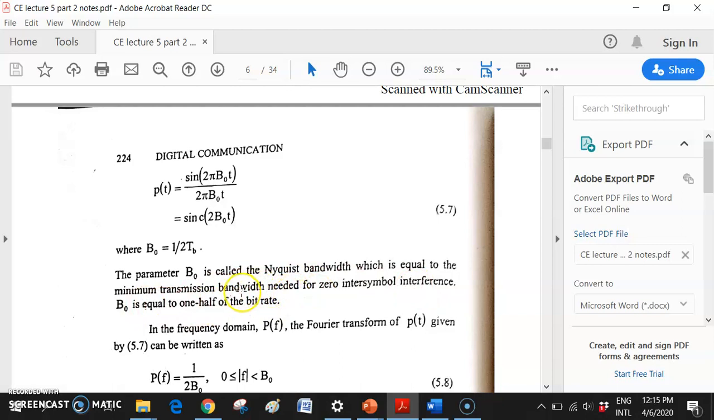If your data bandwidth is lesser than B0, then obviously there will be intersymbol interference. So we have to keep in mind that the minimum transmission bandwidth should be B0. B0 is equal to 1/2 of the bit rate of the sampler. In both the receiving and transmission portions, the sampler bit period should be TB. So B0 represents the minimum transmission bandwidth required for zero intersymbol interference.